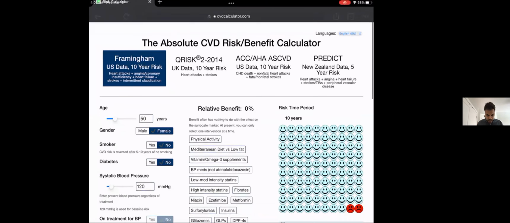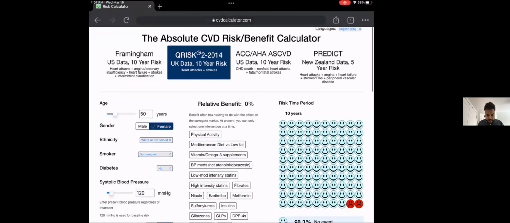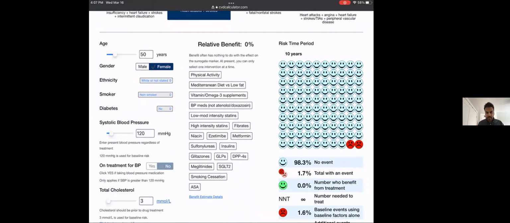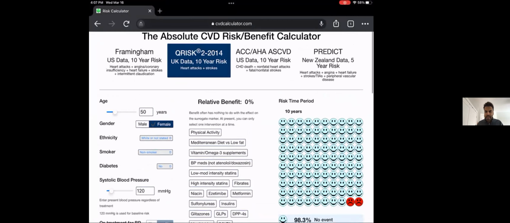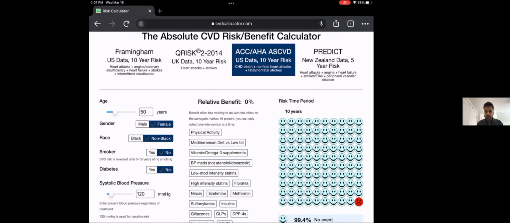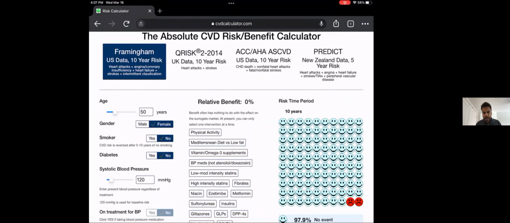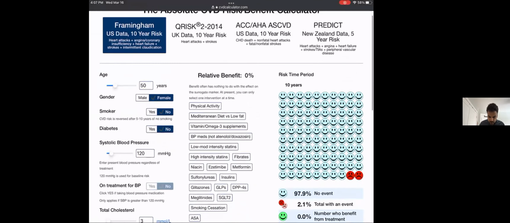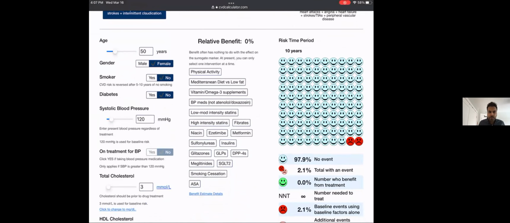If I switch to the QRisk, you'll see that the inputs actually change. So really depending on what data was used to develop these calculators, you'll see that there are different inputs to this risk calculator. Okay, so I'll just focus on the first one that I see, the Framingham score. And so this is really for, as it mentions here, heart attacks, angina, coronary heart failure, and so on and so forth. Okay, and so what the calculator is asking you to do is fill in this information.